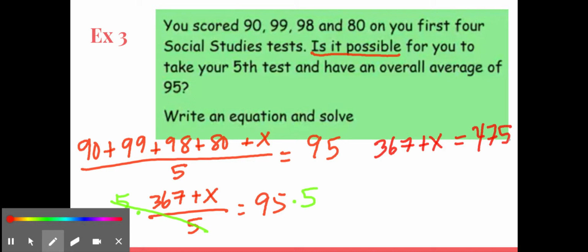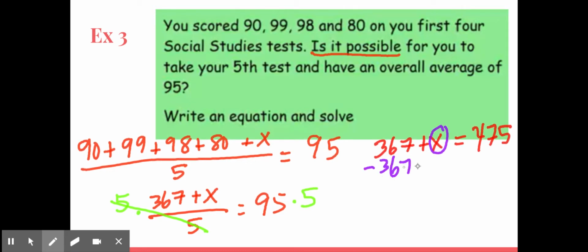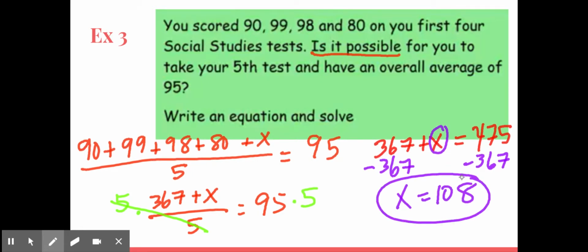And now we want to get this x value by itself. So we subtract 367 from both sides. And we get a 108. So you'd have to make 108% on that last social studies test in order to get a 95 in the class. And we don't offer extra credit past 100, so that really would not be possible. So the answer here is unfortunately no, you can't get a 95 in the class.